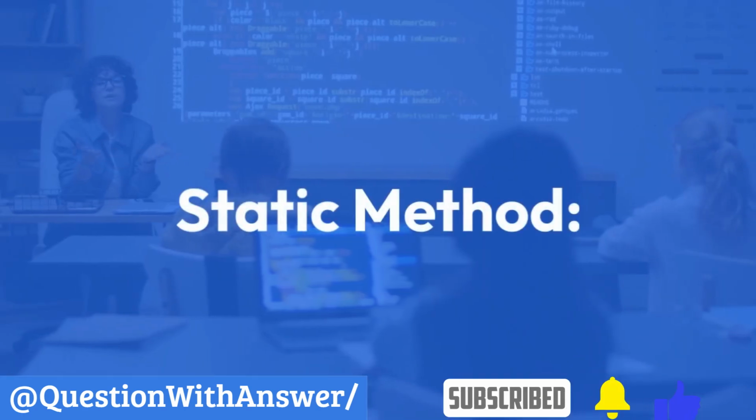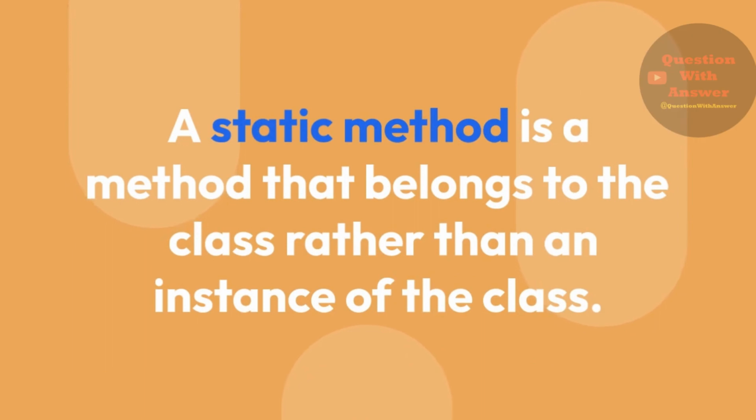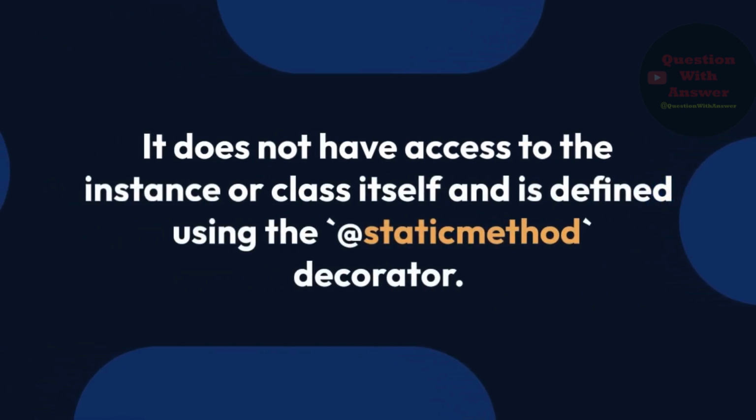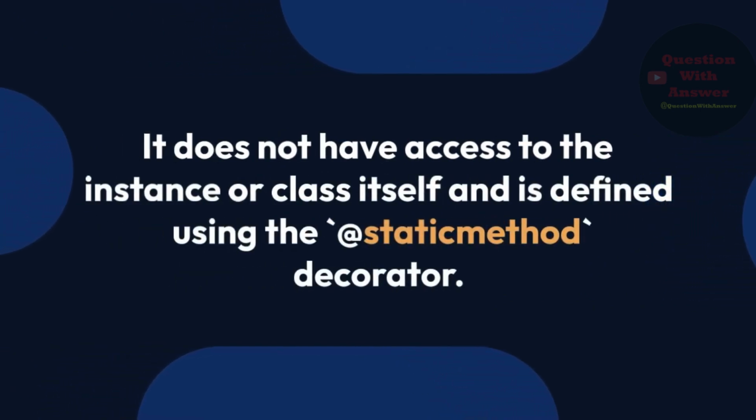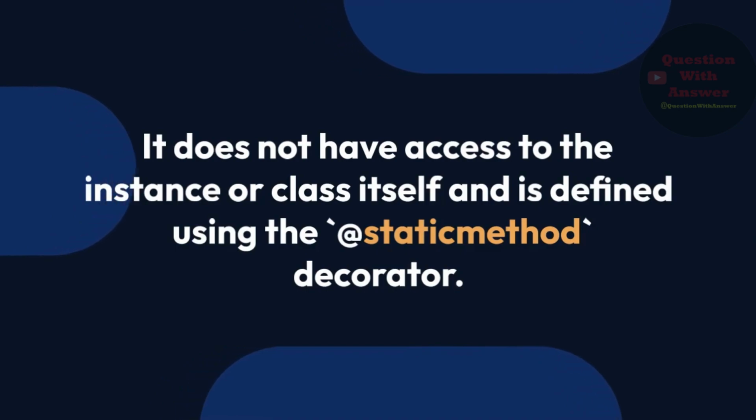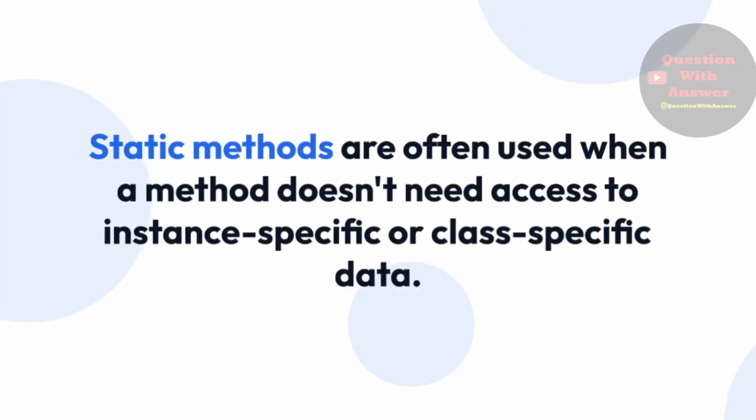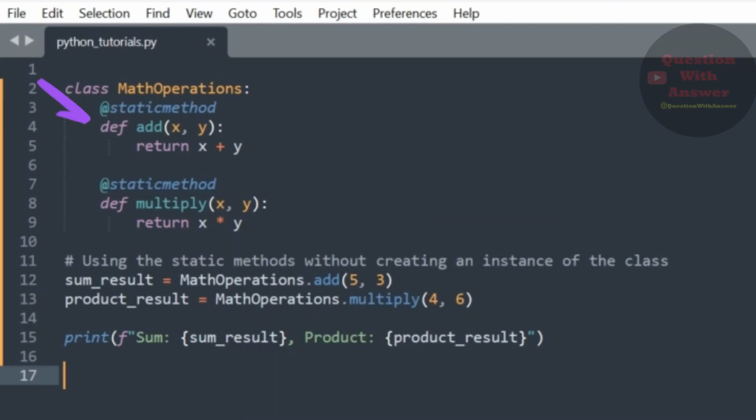Static method. A static method is a method that belongs to the class rather than an instance of the class. It does not have access to the instance or class itself and is defined using the @staticmethod decorator. Static methods are often used when a method doesn't need access to instance-specific or class-specific data. In this example, add and multiply are static methods of the MathOperations class. They don't depend on any instance variables and can be called on the class itself.